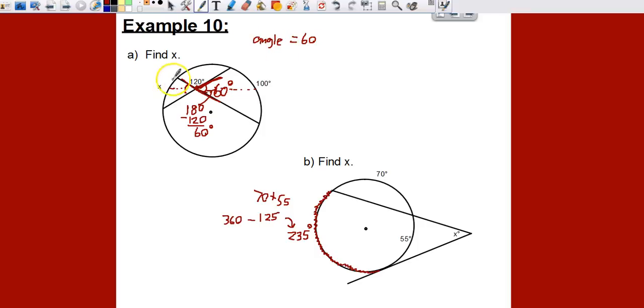Now we have the angle. We don't have one of the arcs. We're trying to find arc X. But angle equals 1/2 arc plus arc. So the angle is 60 degrees. We have two arcs, X and 100. So I'm going to plug in 60 for angle. Arc is going to be X plus 100.